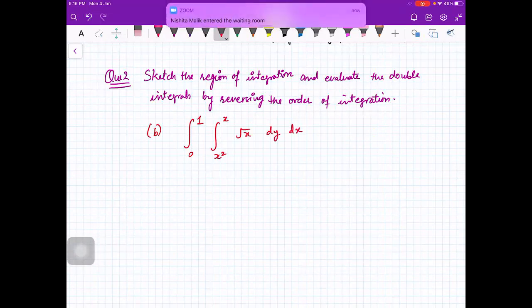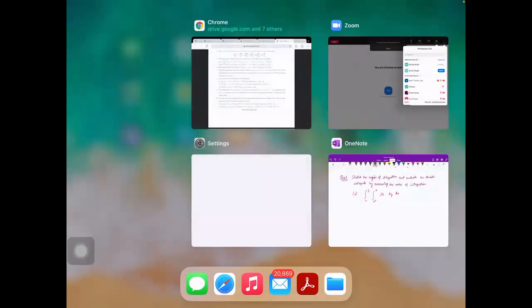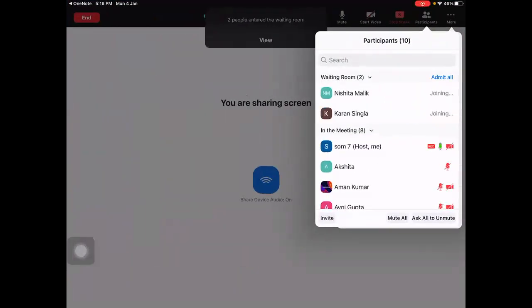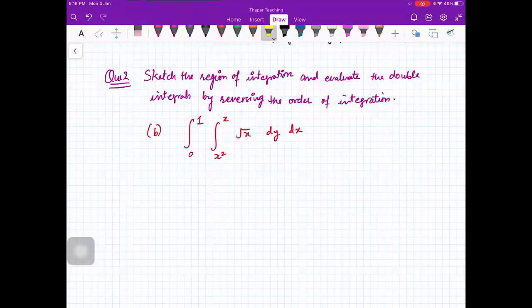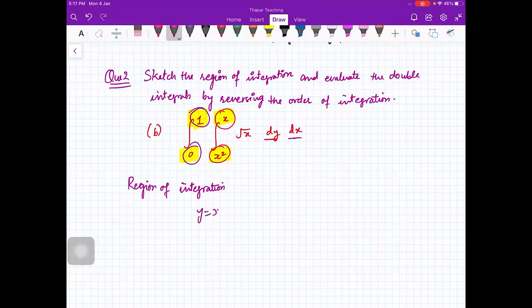So you see, the first part is you have to plot the region of integration. First, plot the region of integration. Now, where we can find the region of integration is here. y is from x squared to x and x is from 0 to 1. Okay, so these limits are for y and these limits are for x. Right. So the region of integration is y from x squared to x and x is from 0 to 1.